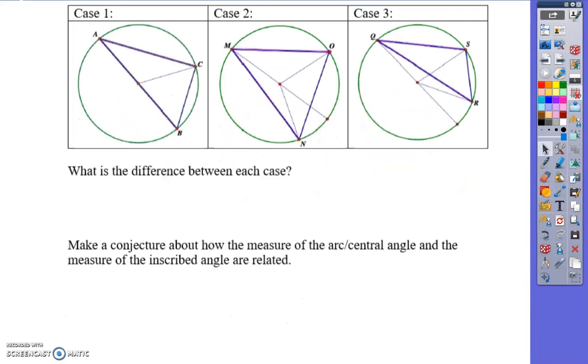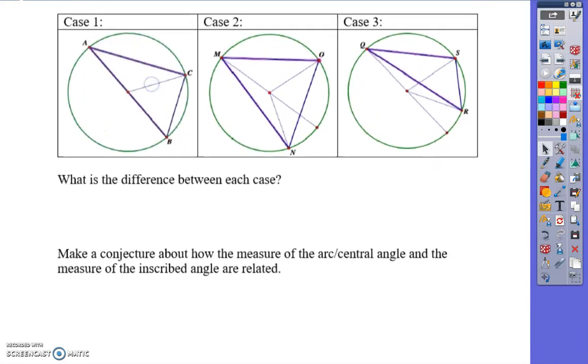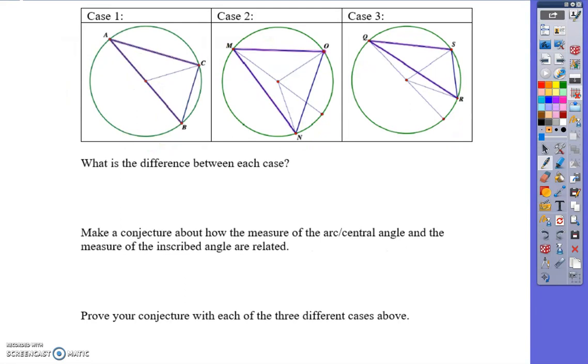So I hope that you came up with: the inscribed angle is half of the measure of the intercepted arc, or the intercepted arc is double that of the inscribed angle, or two inscribed angles make the intercepted arc, whatever it happens to be. Basically, angle A is half of angle B. So if this is 50, that's 25. So it's half. That's the relationship.